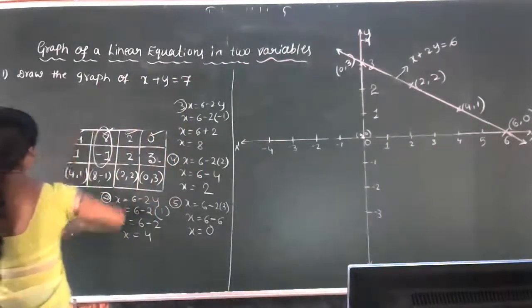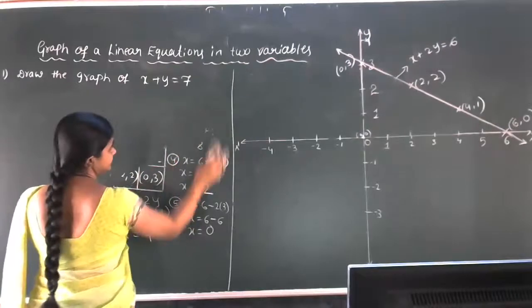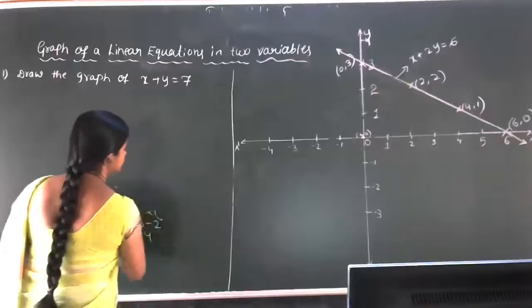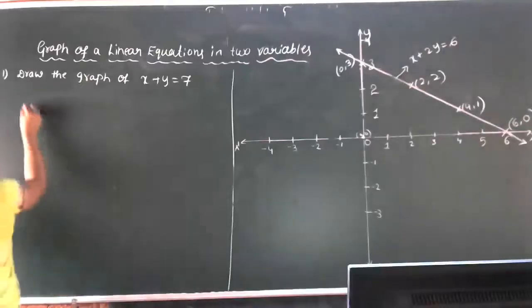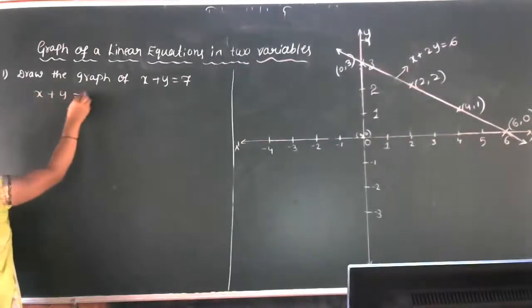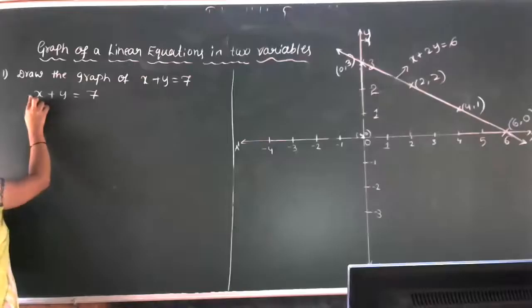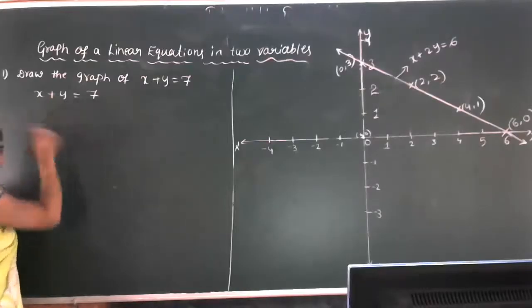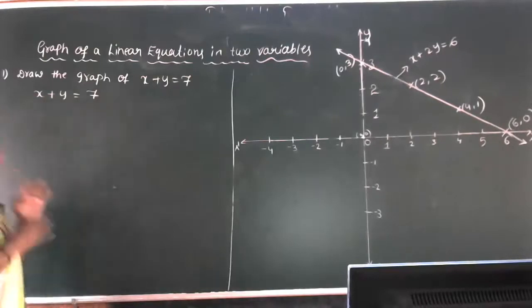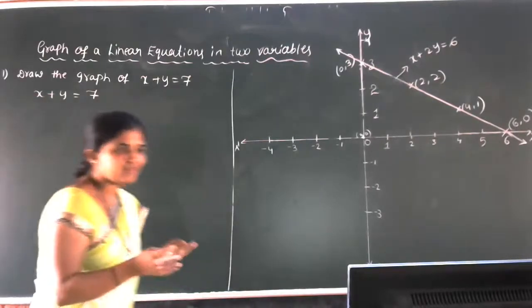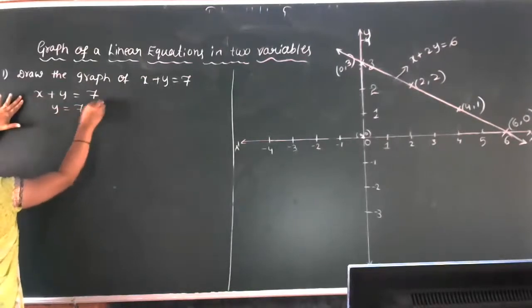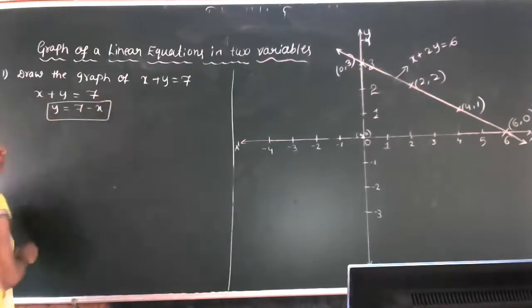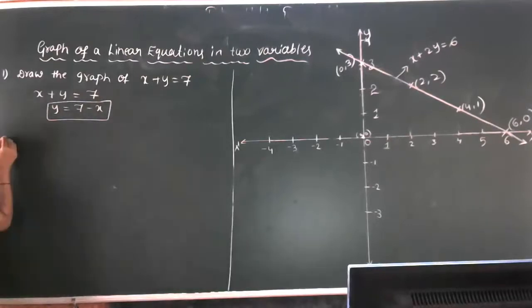Okay, first we have to find out the solutions. Later we'll move on to the graph part. x plus y is equal to 7. The x coefficient is 1 and the y coefficient is also 1. That is your wish, either x form or y form. Here I am going to take this in the y form. So y is equal to 7 minus x. This is the y form. Now we have to prepare the table for this.